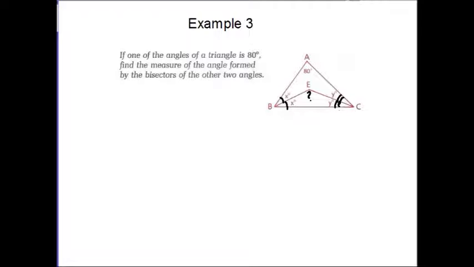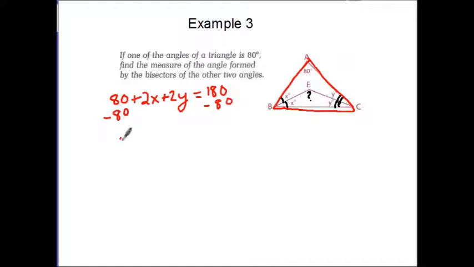Alright, here we go. What do we know about this picture? When I look at that big triangle, I know it's going to add up to 180 degrees. So let's do that. We know 80 plus, we've got 2 x's to make up that angle, and 2 y's to make up that angle, is going to equal 180. Let's simplify this as much as we can. Let's subtract 80 from both sides, and that leaves us with 2x plus 2y equals 100, which doesn't seem very helpful.